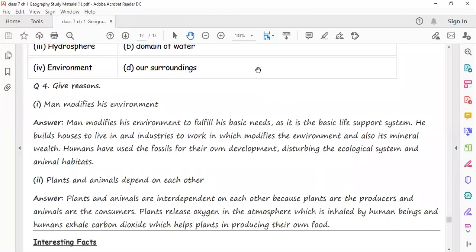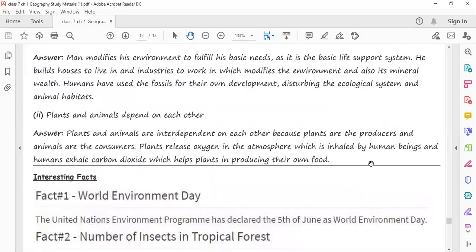Now, humans have used the fossils for their development, disturbing the ecological system. Human beings ने ecological system को काफी disturb किया है. And animal habitats. The plants and animals depend on each other. Plants and animals are interdependent on each other because plants are the producers and animals are the consumers. Plants release oxygen in the atmosphere, which is inhaled by human beings, and humans exhale carbon dioxide, which helps plants in producing their own food.